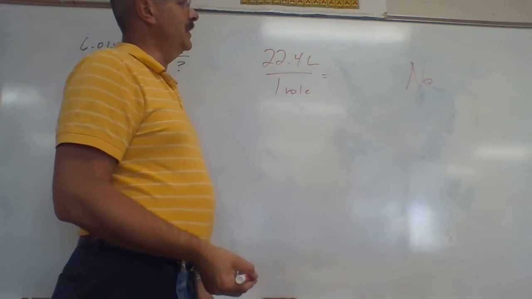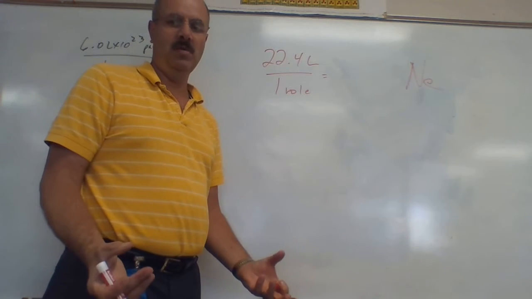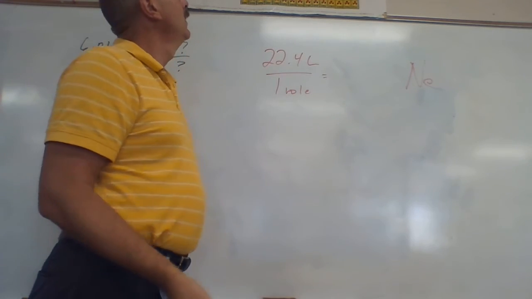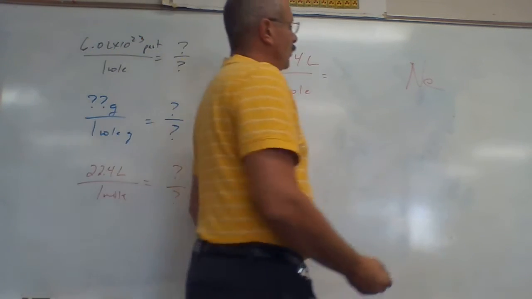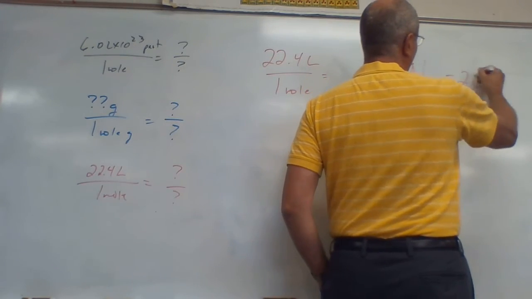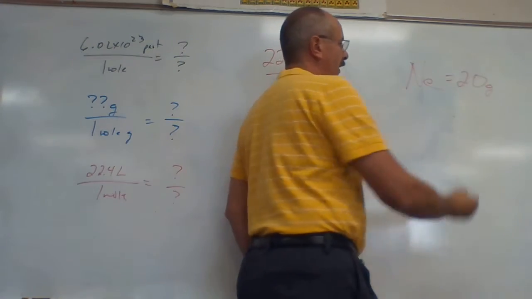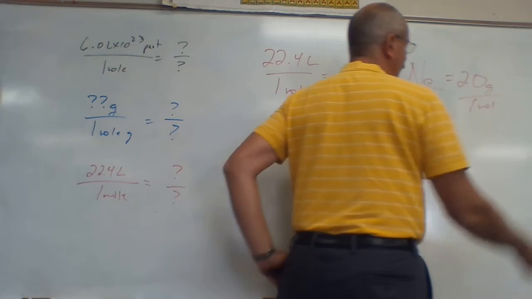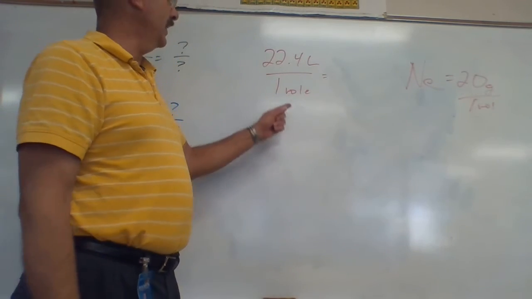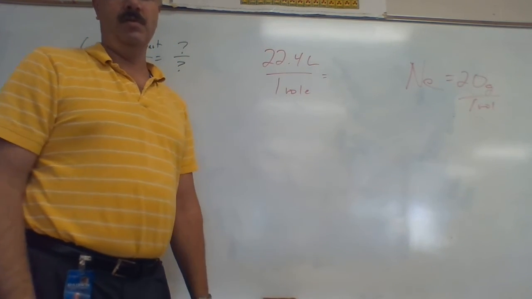So what if I had 1 mole of neon? Where would I find out the mass of 1 mole of neon? Oh, that's the periodic table. We get its molar mass. The molar mass of neon is 20, so that's 20 grams if I had 1 mole of it. But also I know that if I have 1 mole, it's 22.4 liters.